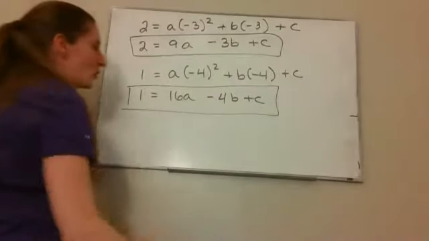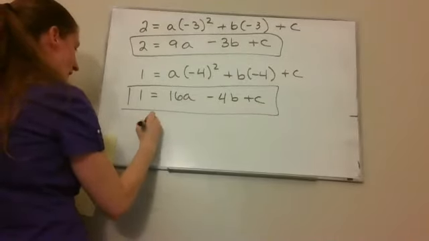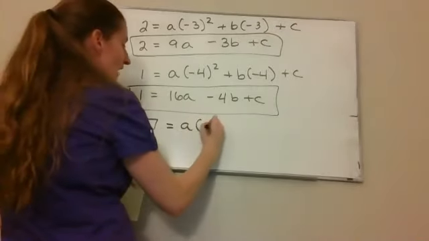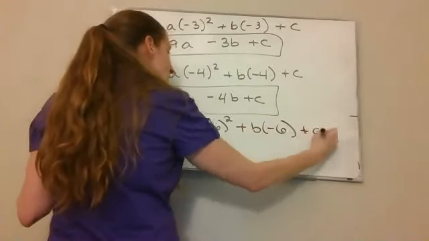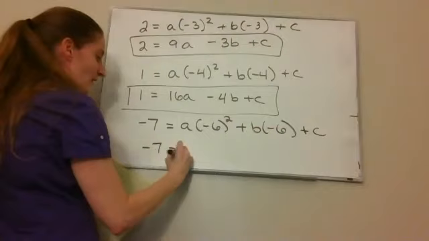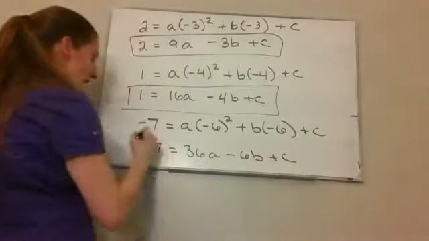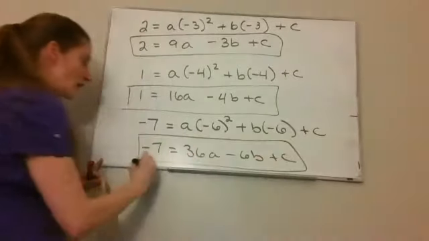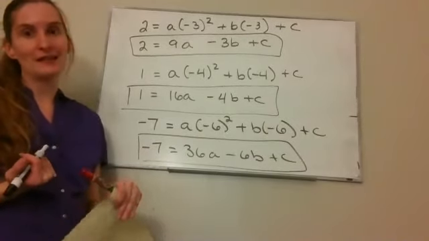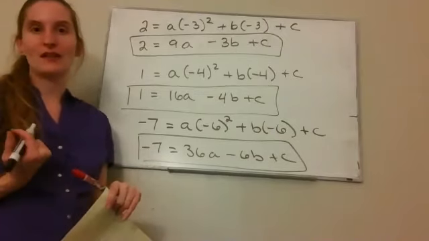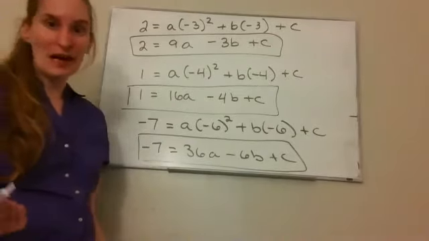When I plug in the third point, I get my third equation. My third point was -6, -7. So I get -7 equals a times -6 squared plus b times -6 plus c, which is -7 equals 36a minus 6b plus c. And that is my third equation. So when I take the 3 equations that I have boxed up and solve that system, I'll solve for my coefficients a, b, and c. Then I can just plug those in and I have the equation for the parabola.